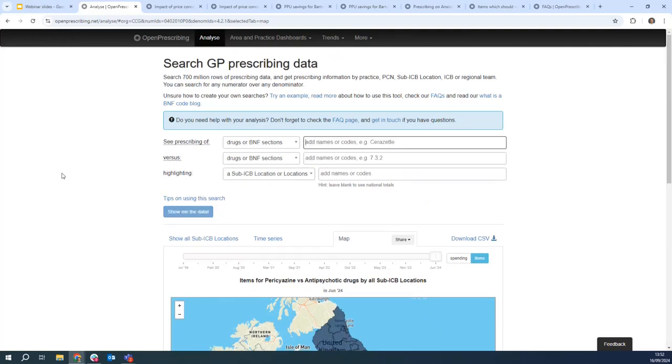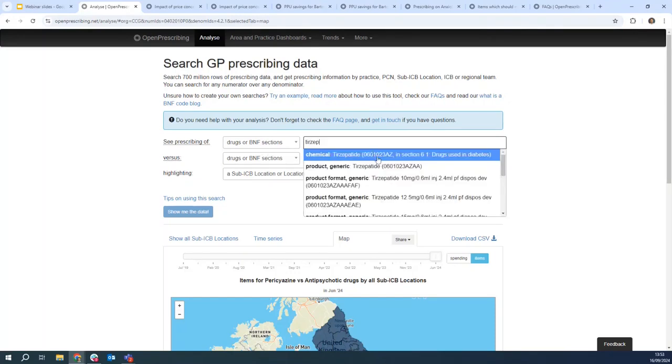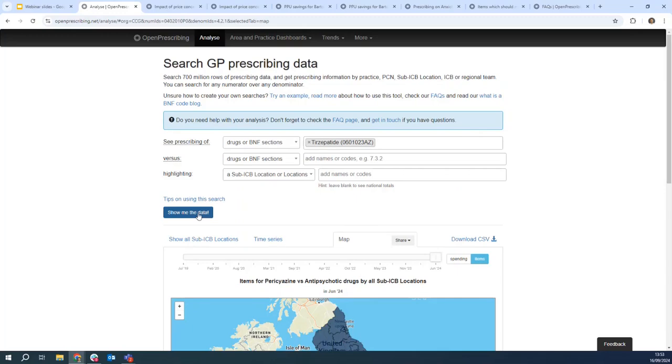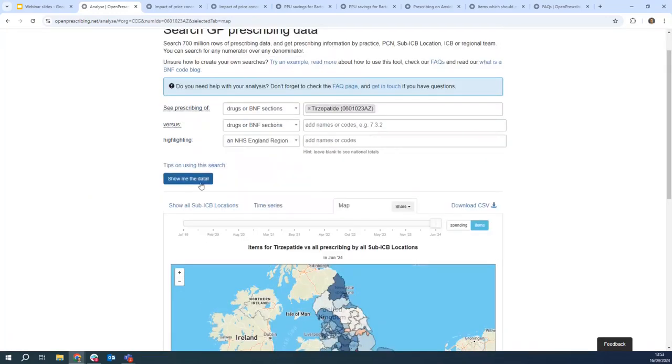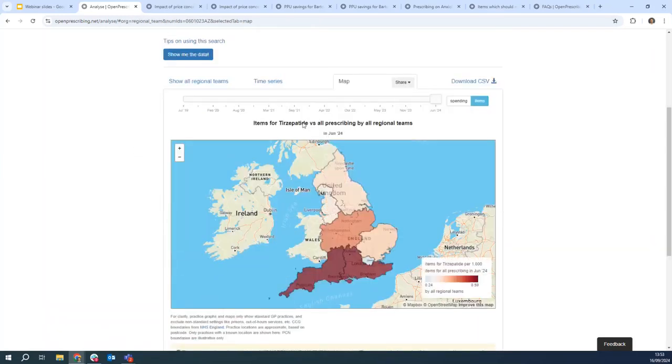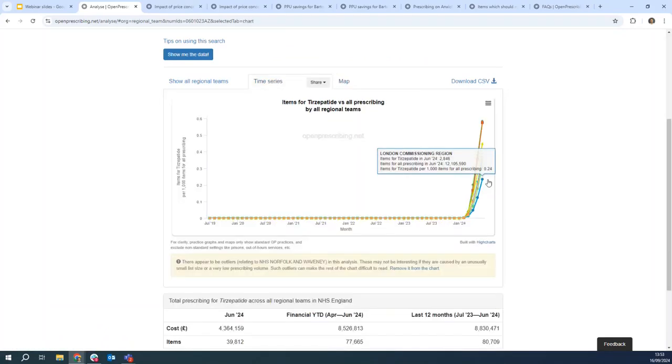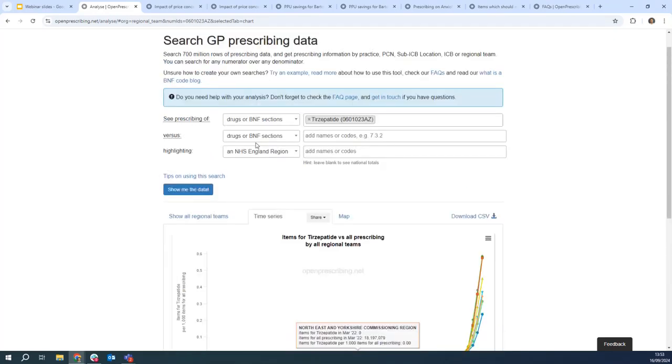Probably a more useful example is you might want to see, say, as new drugs come to market. Tirzepatide is a fairly new drug that's come out, and you can see what's happening. Maybe you want to just know what's happening across the country. So you can put in tirzepatide as the drug and the NHS region, show me the data, and you can see how things have taken off over time. Some areas are shooting up quicker than others.